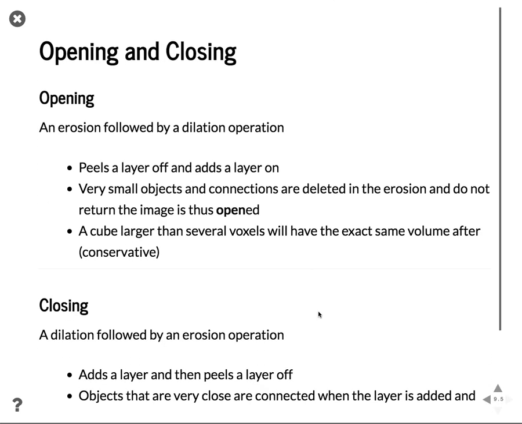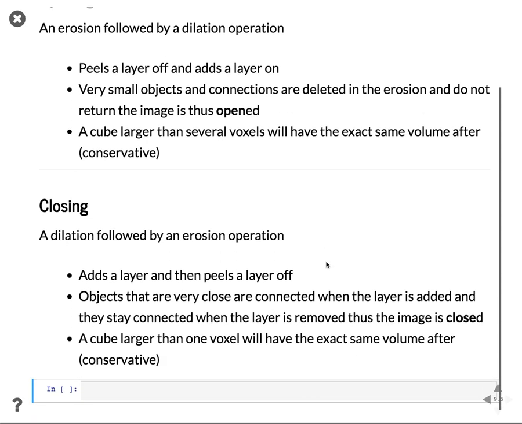And so opening peels off a layer and then adds a layer back on. And what this does is it doesn't always keep your image exactly the same. It gets rid of very small objects. Because if you delete a pixel that's standing by itself in erosion, it can't come back when you dilate because there's nothing there. And so that's why these operations work: if you delete small objects or if you add objects, even if you perform an erosion, afterwards they stay around.